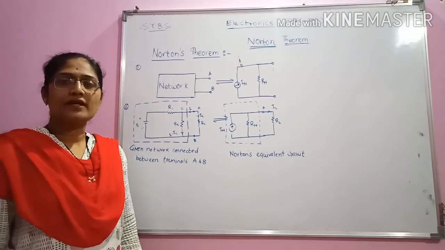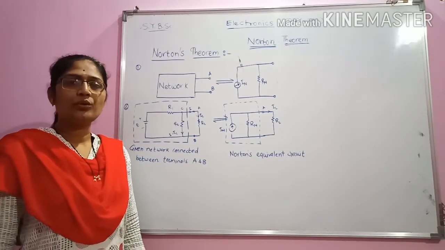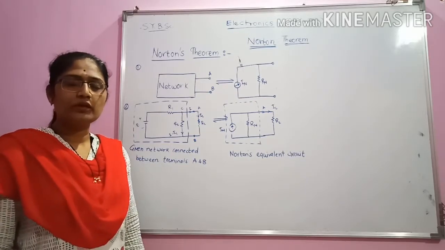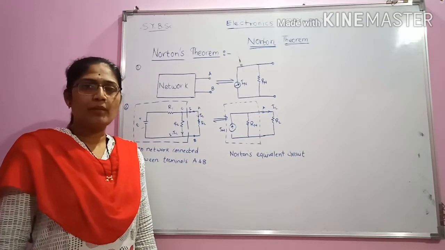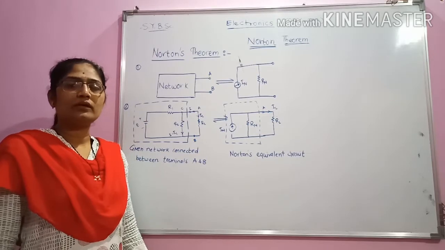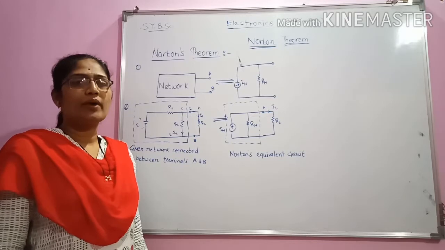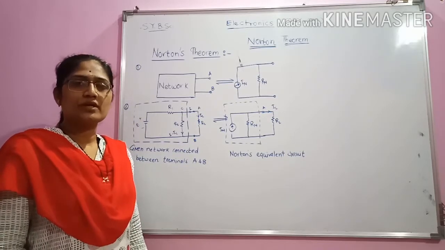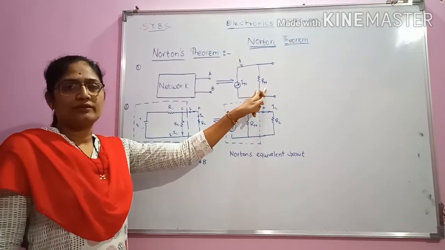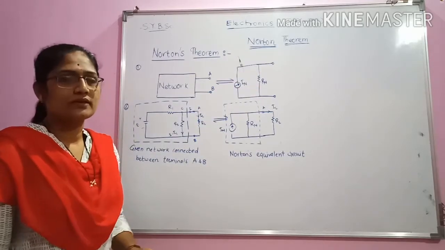We have started our syllabus related to network theorems, and we have completed Thevenin's theorem. Today we are going to see one more theorem, that is Norton's theorem. Norton's theorem is similar to Thevenin's theorem, but instead of a voltage source, we will replace all the sources and resistances in the complicated circuit by a constant current source and a resistance in parallel to it, and that circuit is nothing but the Norton circuit.